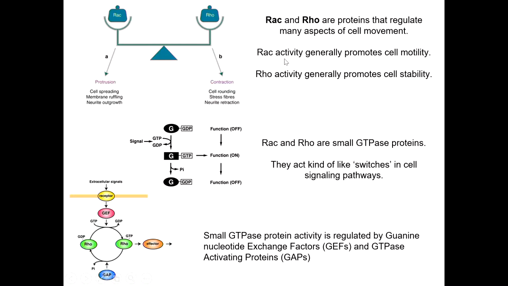As written here, RAC activity generally promotes motility, whereas Rho activity generally promotes stability of the cell. As you've already heard me mention, RAC and Rho are small GTPases. You've already learned about GTPases many, many times. GTPases are proteins that will turn GTP into GDP, and so they act like switches in cell signaling pathways. You've heard about that too in previous lectures.